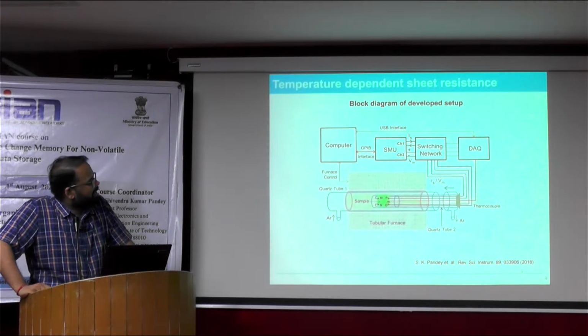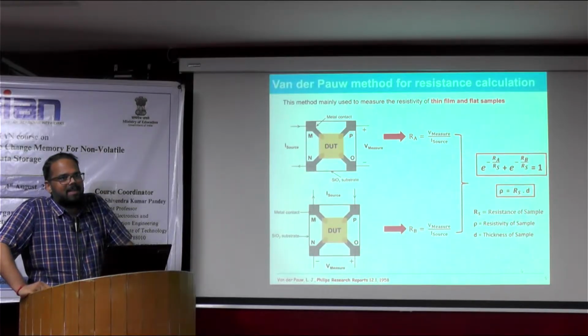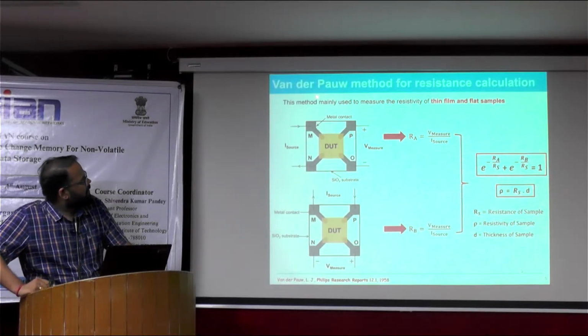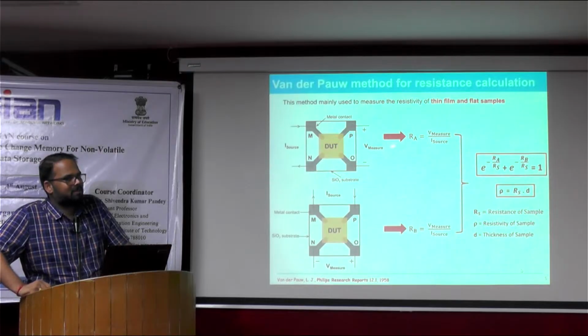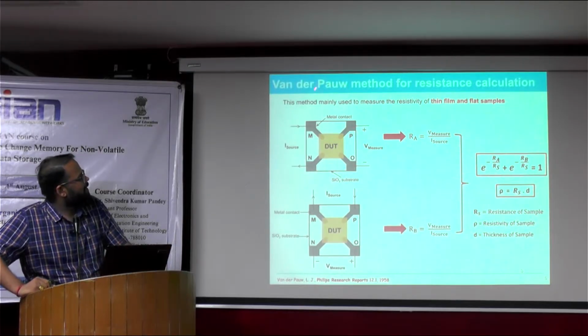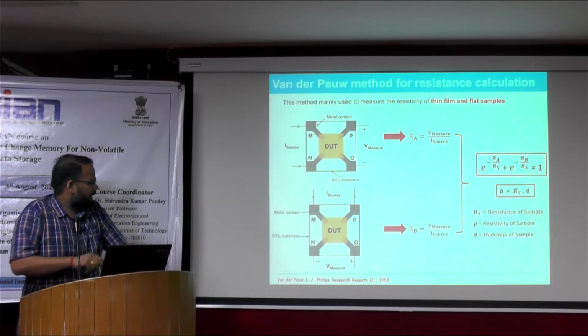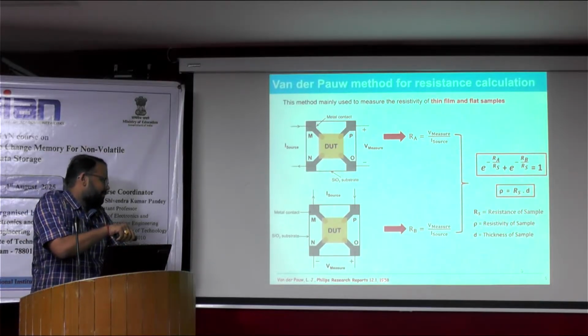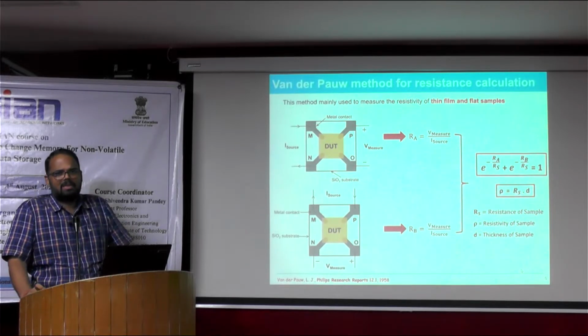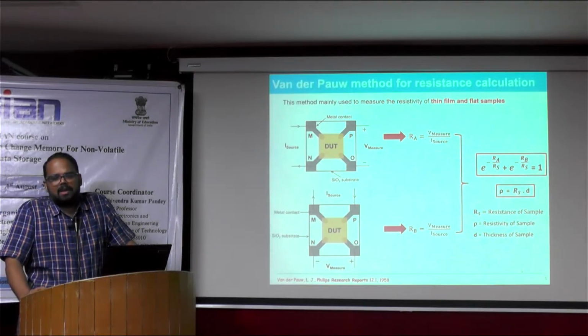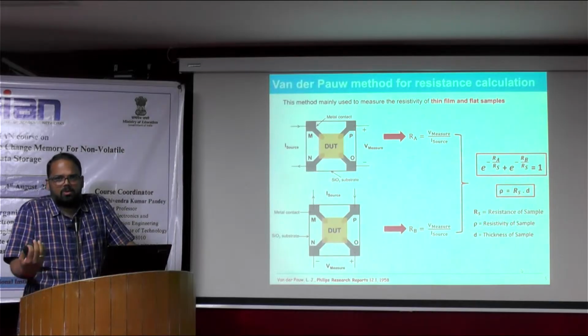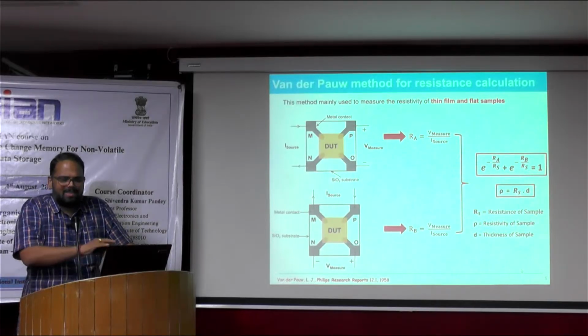So what method is actually used here? If you see the whole setup, the thin film of this material is identified using the Van der Pauw method. The Van der Pauw method was reported long back in 1958, as you can see by this Philips research report in 1958. They proposed one method to identify the resistance of any non-uniform sample or any sheet, I would say.